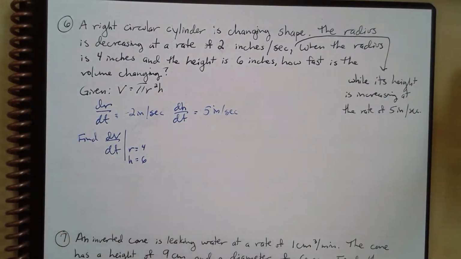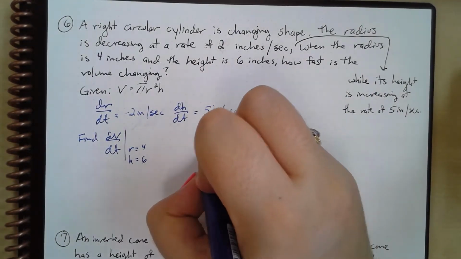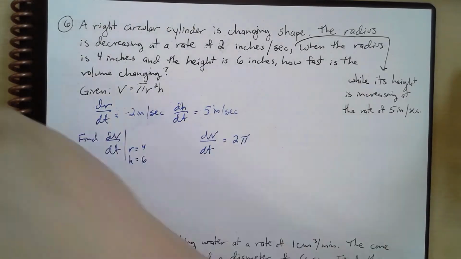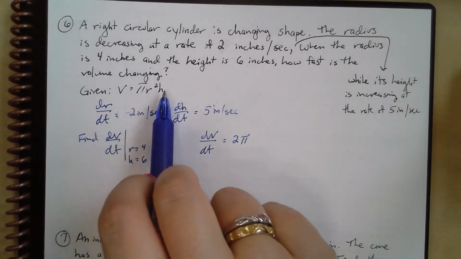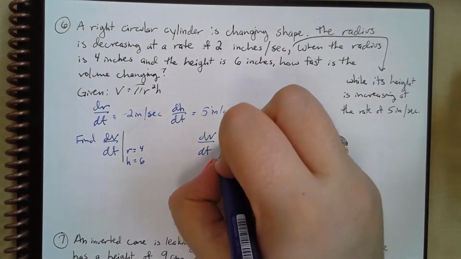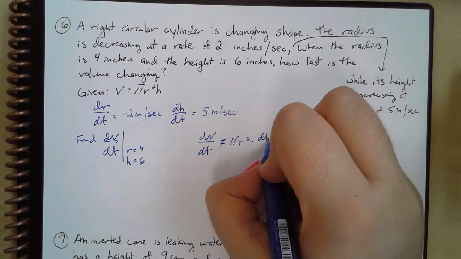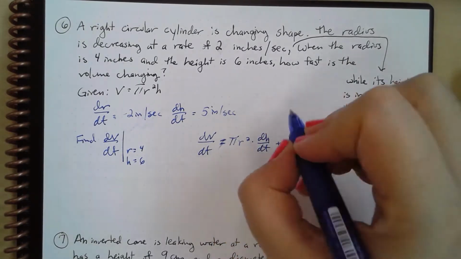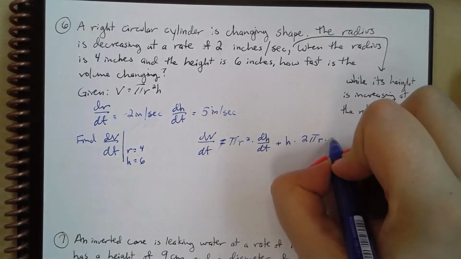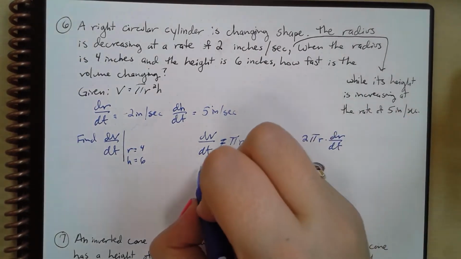So we need to find our derivative. So I'll do it here, I guess. dv over dt is equal to 2 pi r. Well, you can see here that we have two variables, r squared h. So we need to actually use some product rule, right? So I'm going to say pi r squared times dh over dt plus h times 2 pi r times dr over dt. Very exciting.